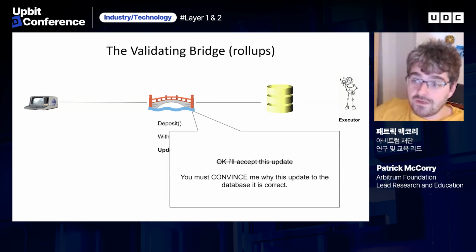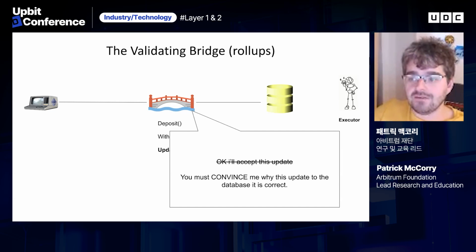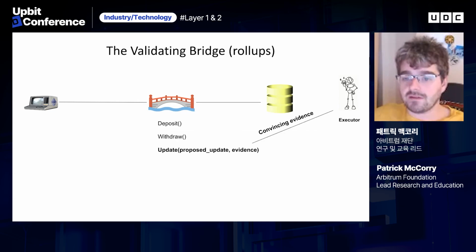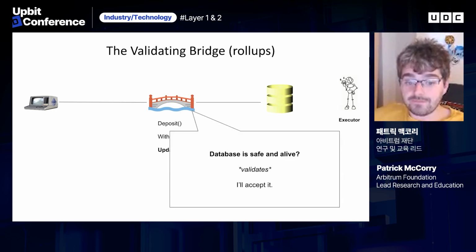The bridge will get the update and it'll say, well, executor, that's a great database update, but I don't trust you. So you have to provide me convincing evidence that this update to the database is indeed valid and correct. And the executor will have to provide convincing evidence, which could be a zero-knowledge proof, or maybe a fraud-proof system, an optimistic rollup for example, but they have to provide cryptographic evidence that this is indeed correct.